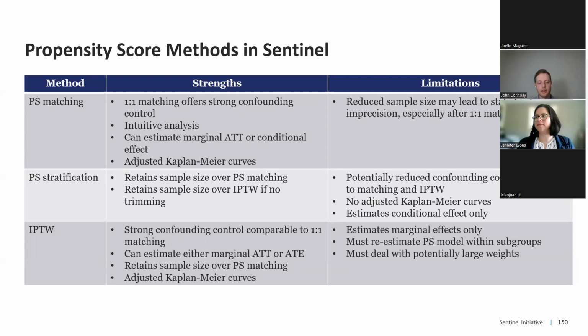The reason that, at least I know I'm personally excited about being able to use IPTW is that it offers that strong confounding control that you can get from matching, but it doesn't cost you the sample size loss that you might find when you do one-to-one propensity score matching.